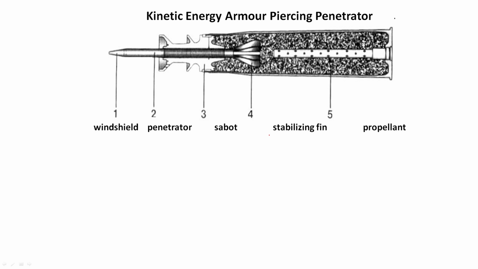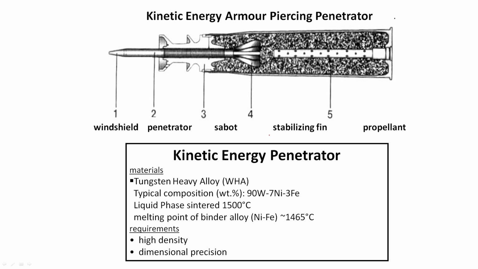And there are many other things like missiles, piercing penetrators, and you need to use high melting temperature materials like tungsten based alloys, mostly 90% tungsten with some amount of nickel and iron, to sinter, and they have very high density and dimensional tolerance.